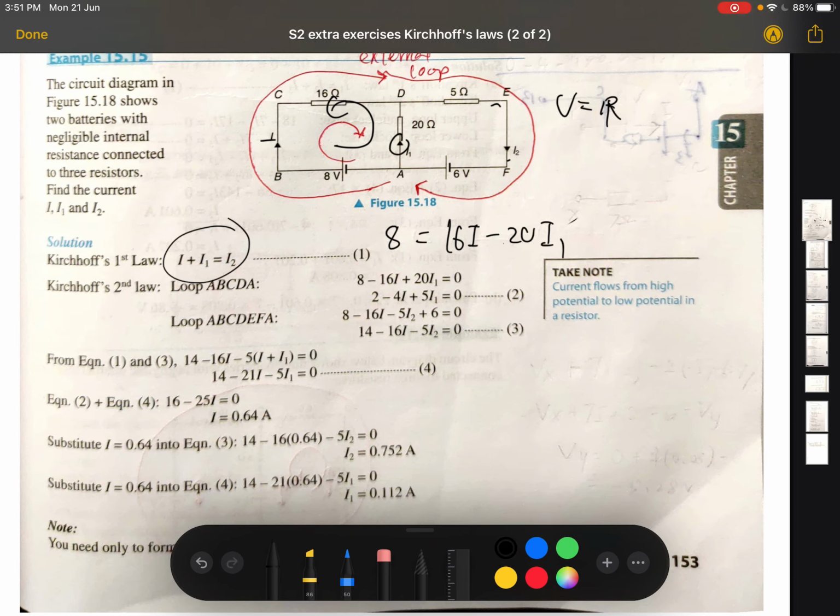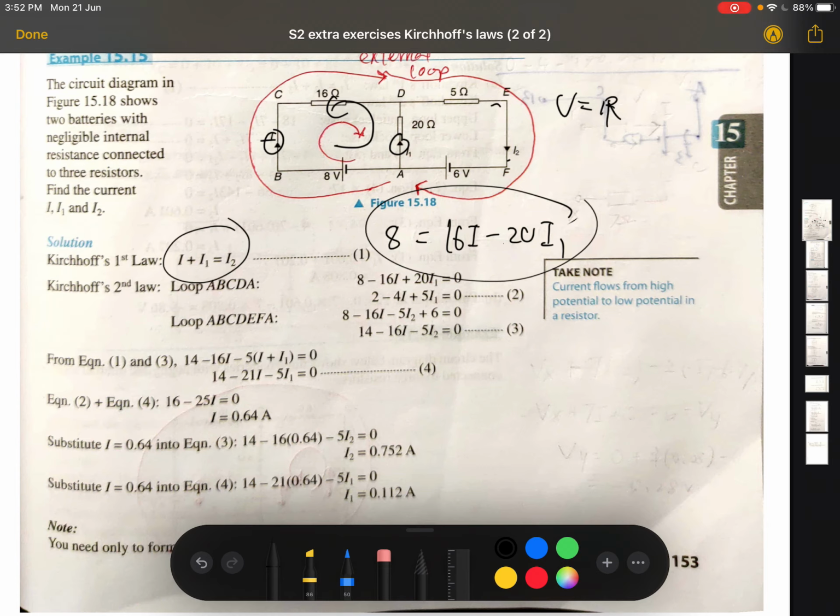So yeah, just be careful when you're dealing with currents going in opposite directions, because they will affect your equation, the answer, a lot. If you get one of them wrong, the whole thing will mess up. So you need to be careful. You need to make sure that you write your equation based on your loop direction. Okay, another one.